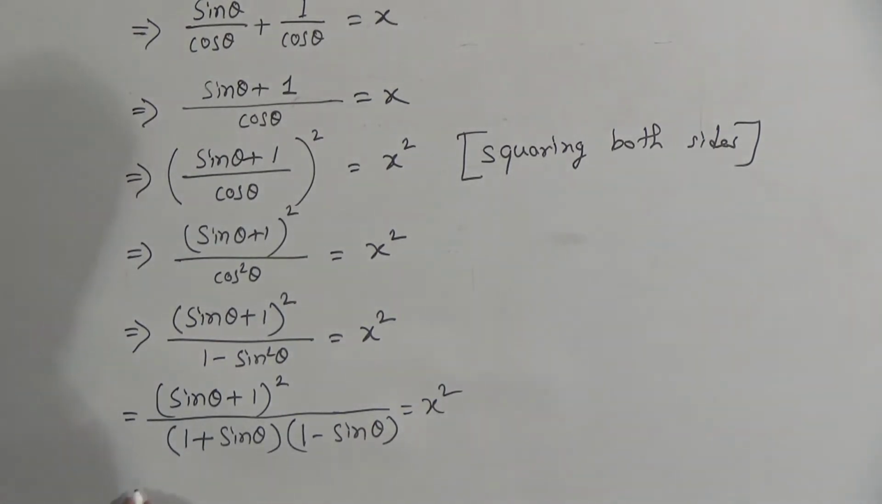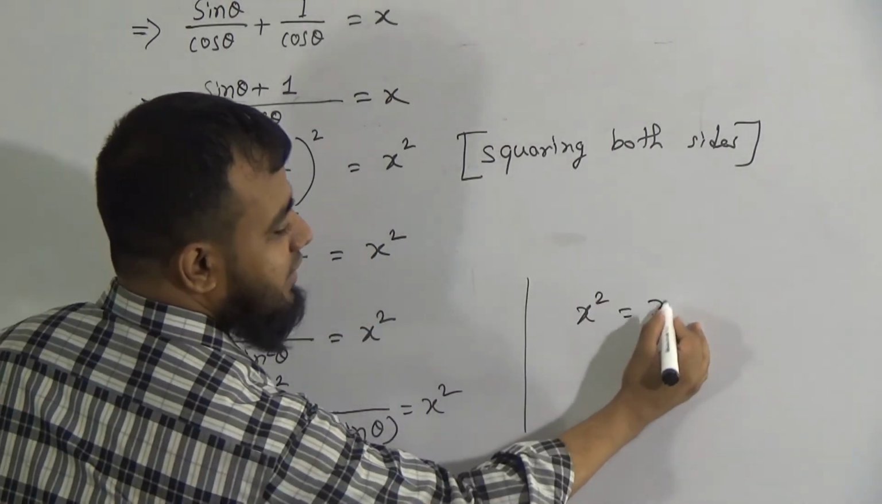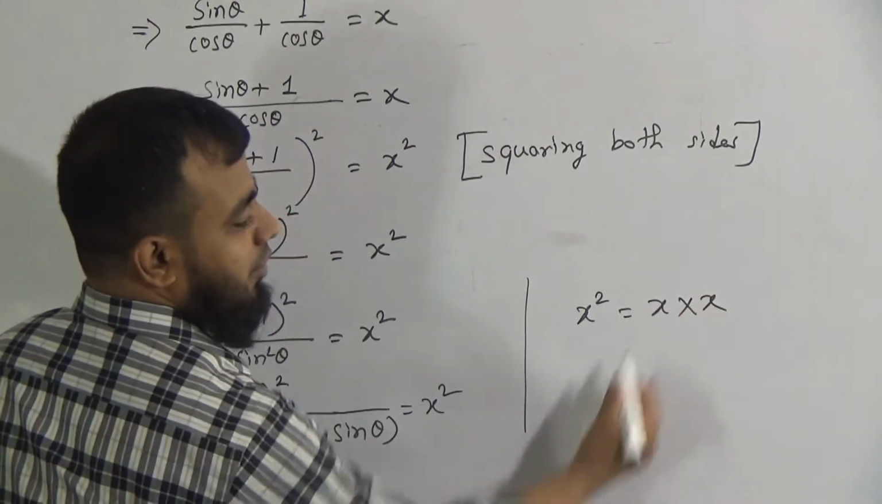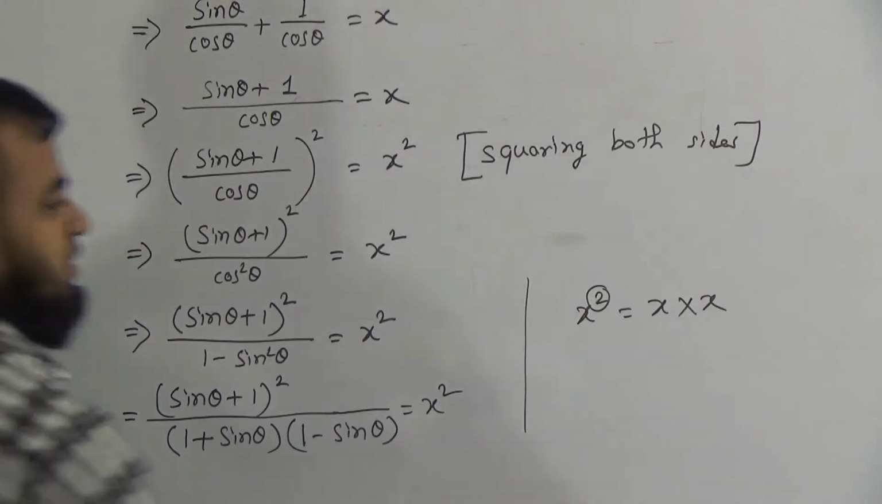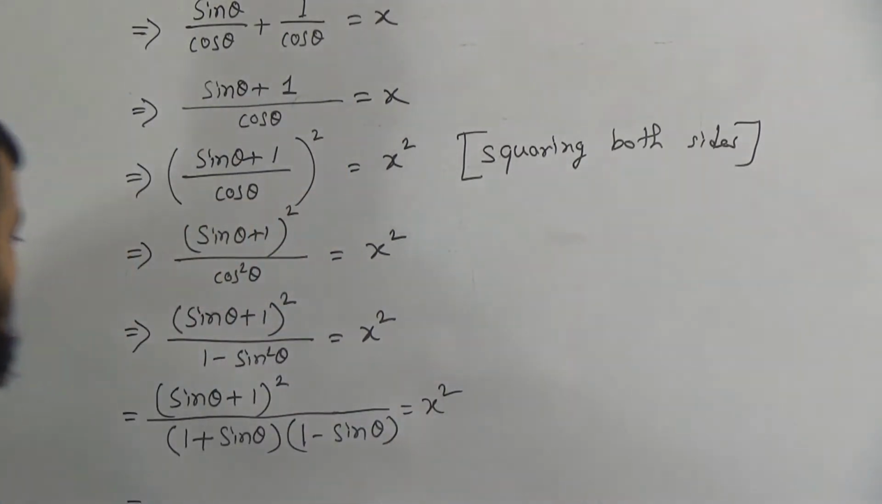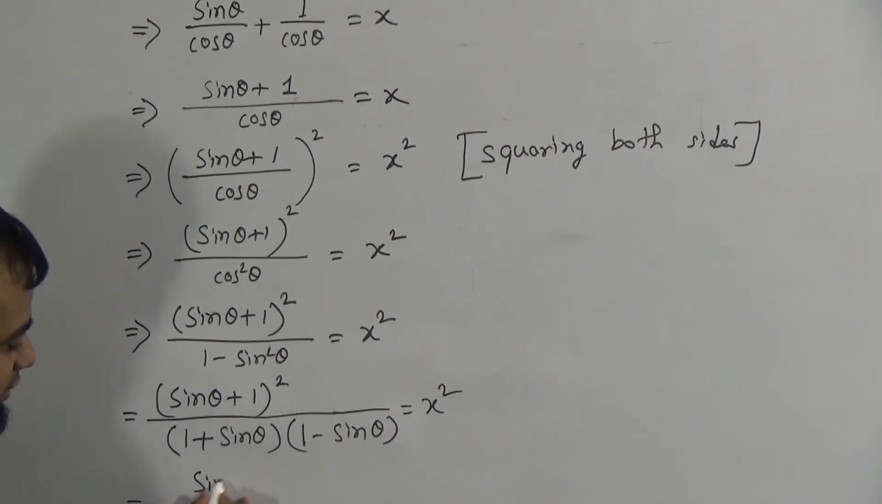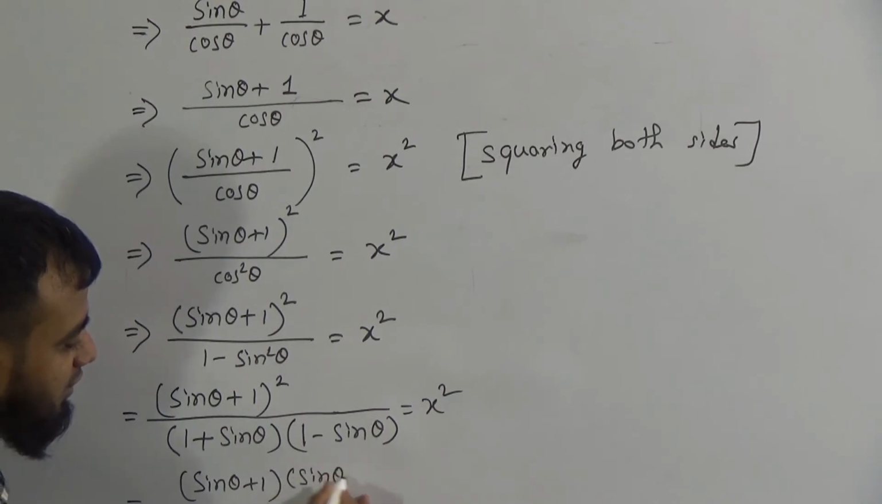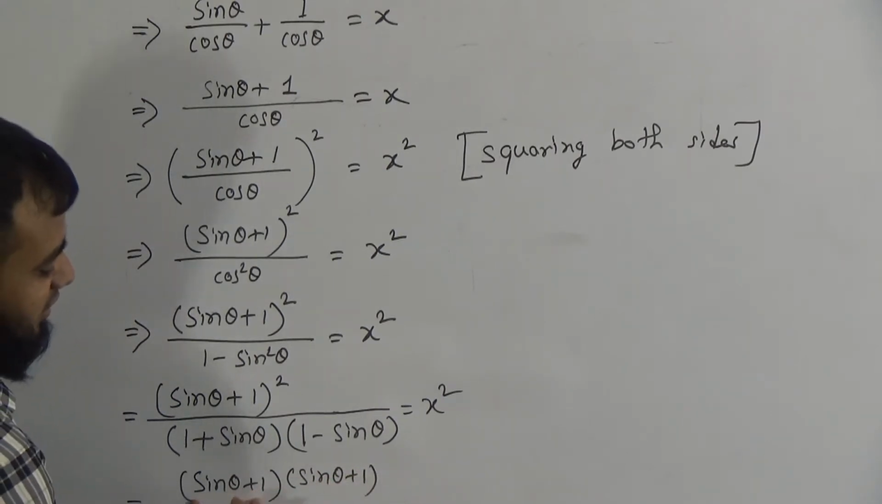Now dear students, we can write down (sin theta plus 1) whole square. That means what? Look, we know that x square equals x multiplication with x, that means 2x here because this power is 2. So (sin theta plus 1) whole square means (sin theta plus 1) into (sin theta plus 1). This means sin theta plus 1 whole square.